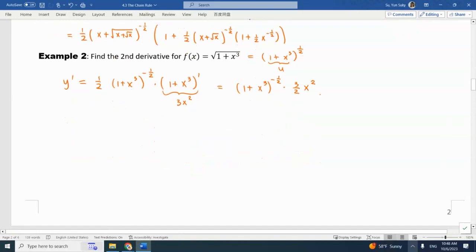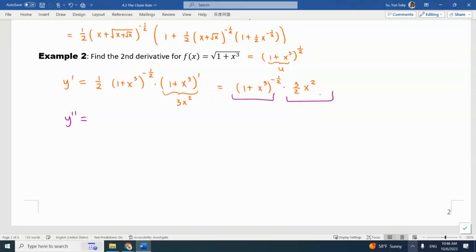So y prime prime. Y prime prime is, so we have product rule. So first guy prime, times second guy, plus first guy, times second guy prime. Is that okay, everybody? Good. Okay, first guy prime.